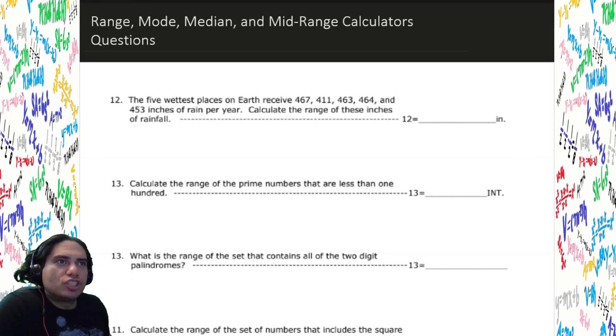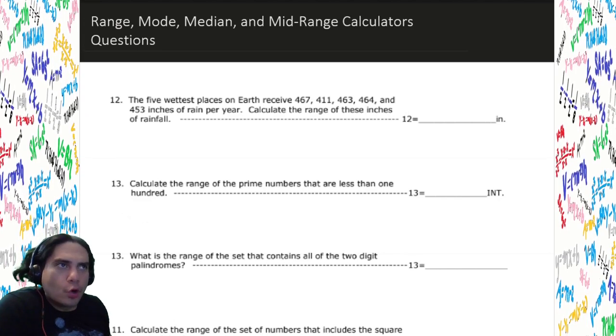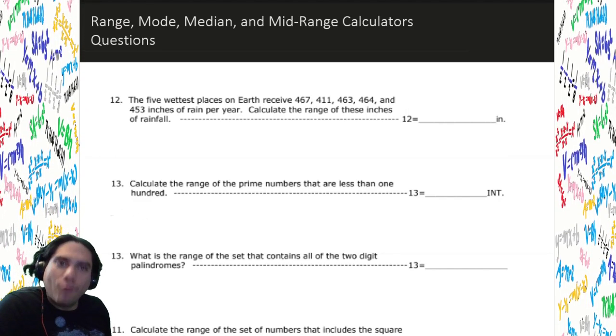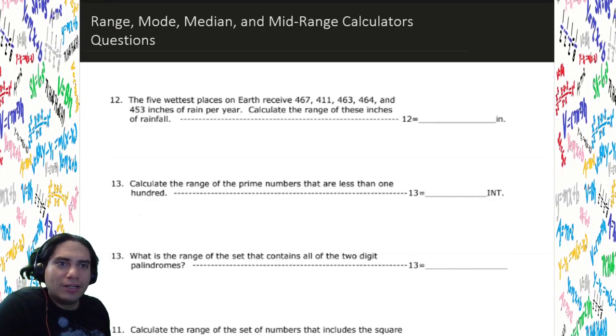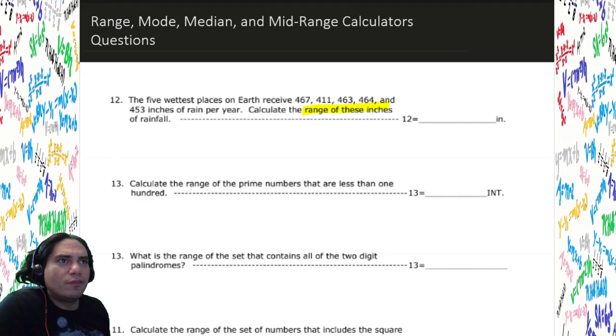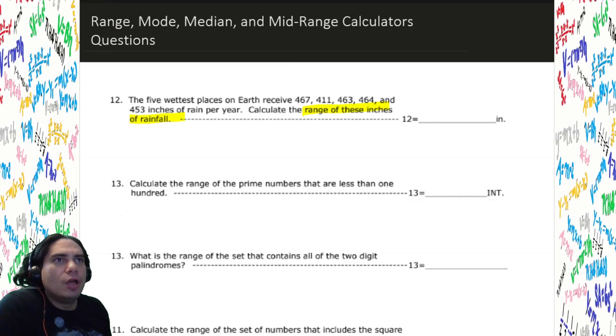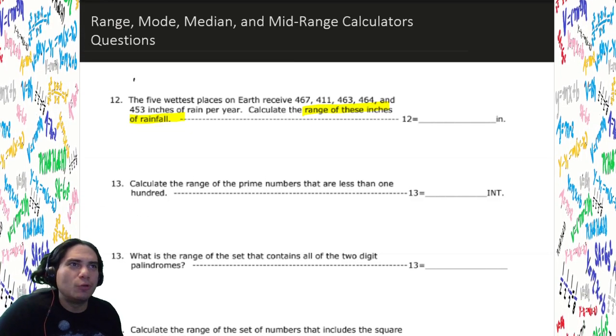all right? So the five wettest places on Earth receive 467, 411, 463, 464, and 453 inches of rainfall per year. Calculate the range of these inches of rainfall. Well, we can't do this problem unless we know what the range is, all right? So let's go ahead and take a look at what the range is.